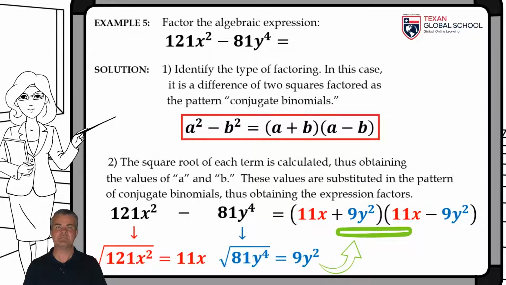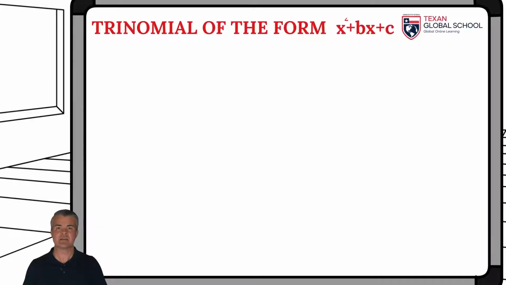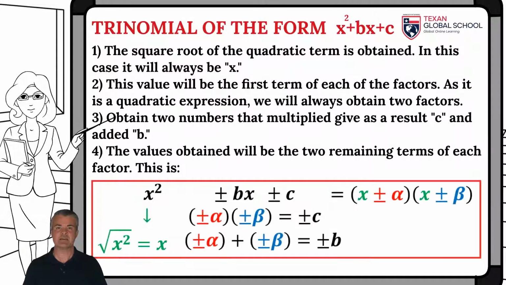The third case of factoring is the so-called trinomial of the form x squared plus bx plus c. The algorithm is described on the board. Since it is a quadratic expression, we will then have two factors. The square root of the quadratic term will be the first term of each factor.